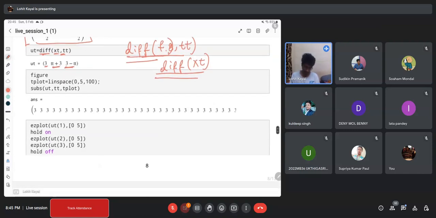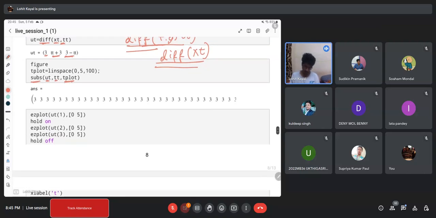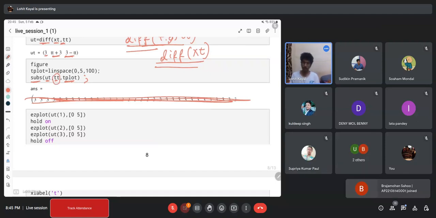So here, figure, t plot equal to linspace 0 500, and then substitute ut, tt, t plot. Okay, so I am substituting the values, and I haven't put in a semicolon, so various values have appeared over here. So don't consider this. What I have told is that here, in place of tt, I am substituting a vector. Here I am substituting a vector t plot.